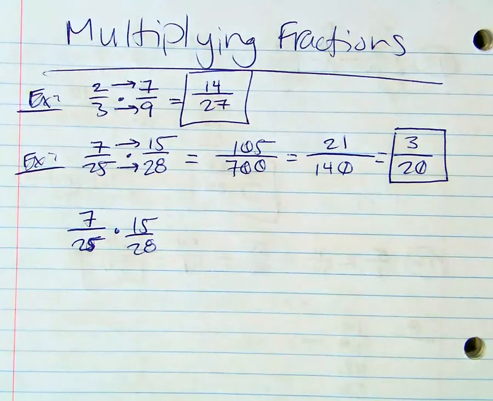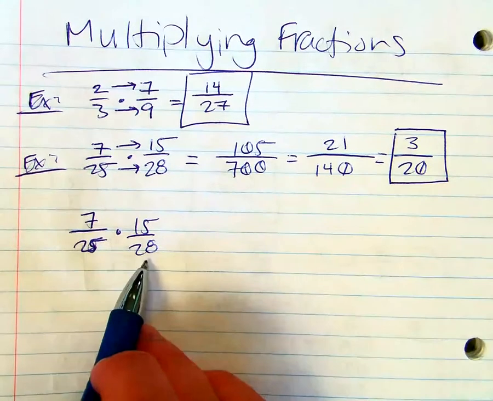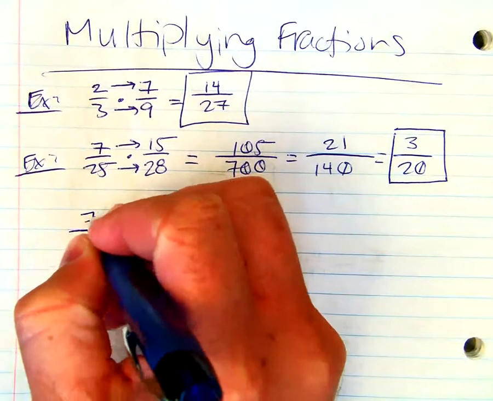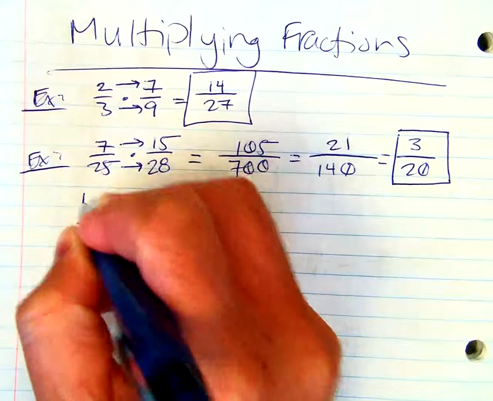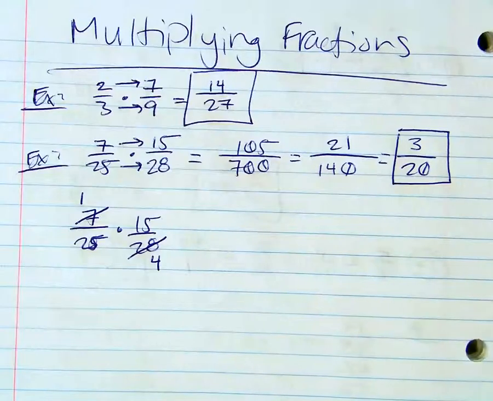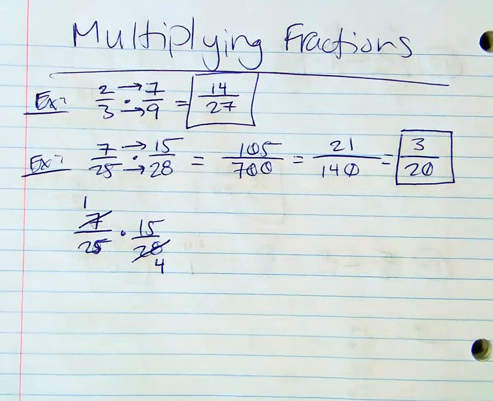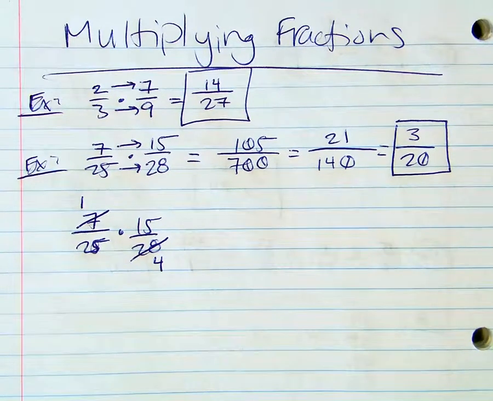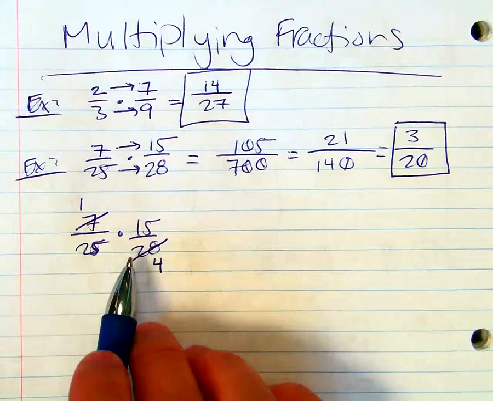As examples, 7 and 28 are both multiples of 7. So I'm going to cancel using a 7. 7 goes into itself once, 7 goes into 28 4 times. It's the same idea as reducing a fraction, except instead of being the numerator and denominator of the same fraction, they're different fractions, but that's okay.